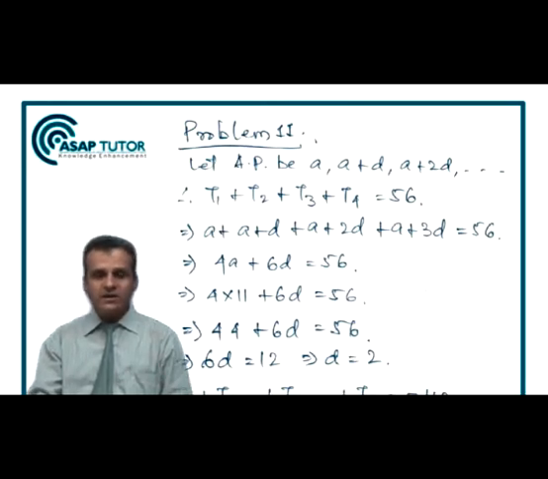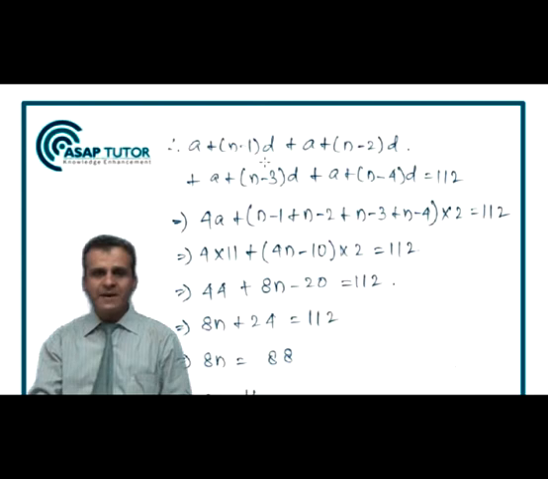Now the second thing given in the problem is the sum of the last 4 terms. The last term is Tn, the second last term will be Tn minus 1, then Tn minus 2, then Tn minus 3. So this all sum is equal to 112. Therefore A plus n minus 1 into D is the last term. The second last will be A plus n minus 2 into D. Similarly n minus 3 and n minus 4. This all equal to 112.